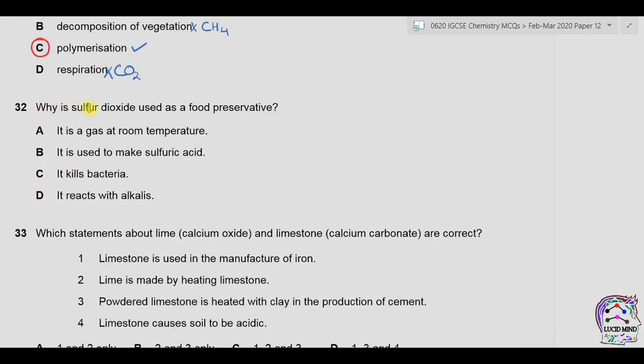Question 32. Why is sulfur dioxide used as a food preservative? A. It is a gas at room temperature. Now it does not define the preservation of food, so therefore it is incorrect. B. It is used to make sulfuric acid. Again, there is no concern with food preservation for sulfuric acid making. C. It kills bacteria. This could be correct. D. It reacts with alkalis. As we do not need any reactive substance, so therefore this is also incorrect. So only option C seems to be correct for food preservation.